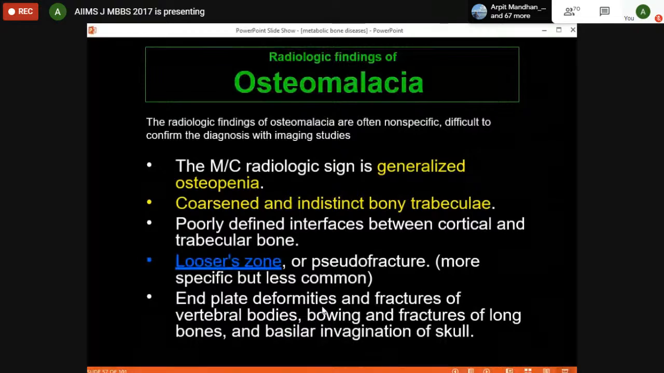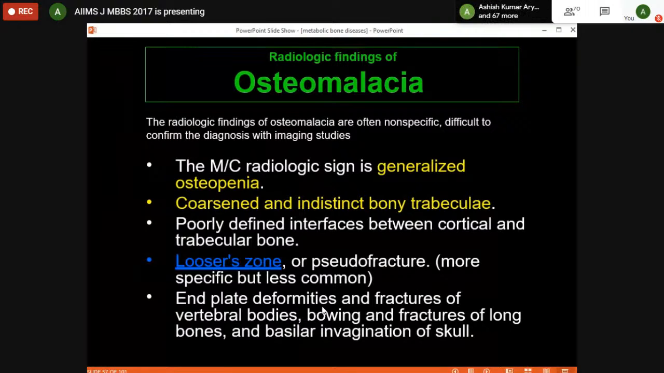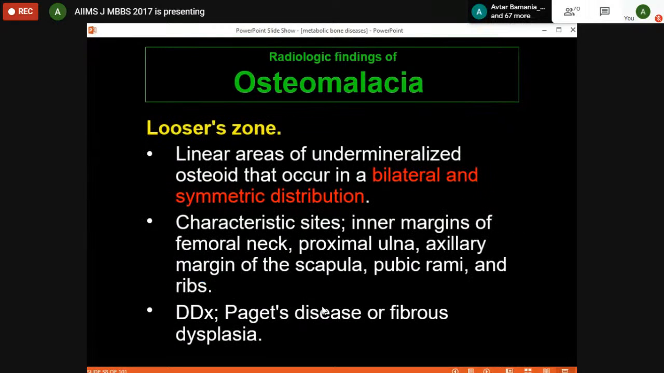The most common radiological sign is generalized osteopenia, coarsened and indistinct bony trabeculae, and poorly defined interfaces between cortical and trabecular bone. Looser's zones, also called pseudofractures, are more specific, but these are very less common. Also seen are end plate deformities and fractures of the vertebral bodies, bowing and fracture of the long bones, and basilar invagination of the skull.